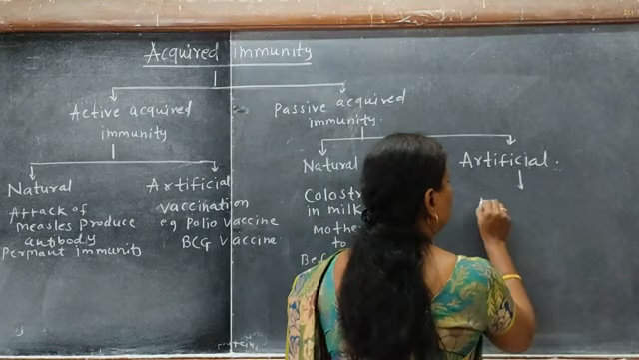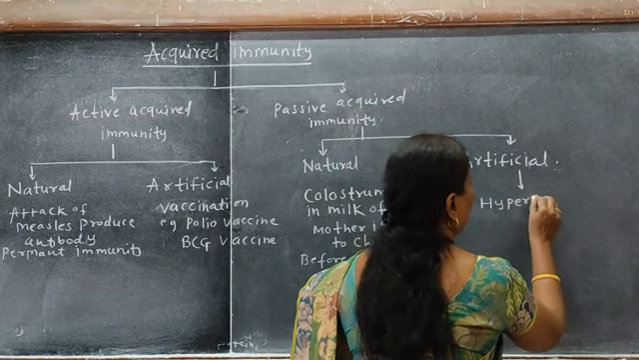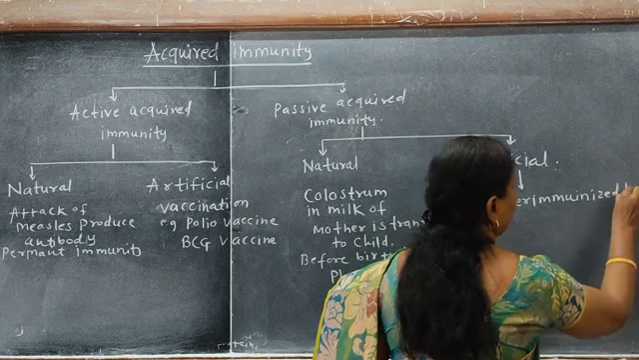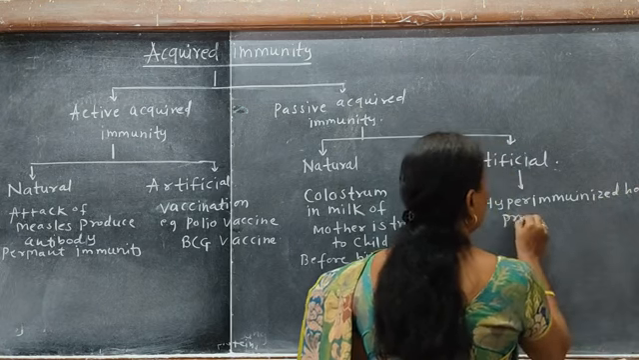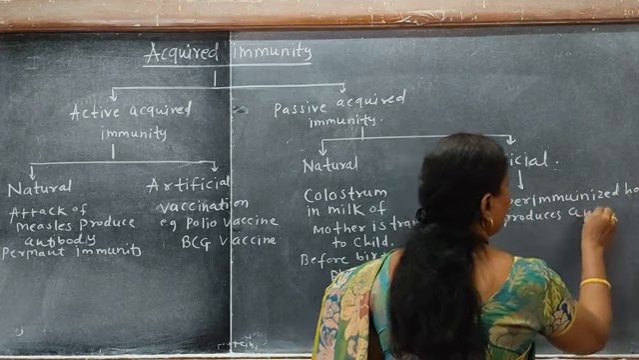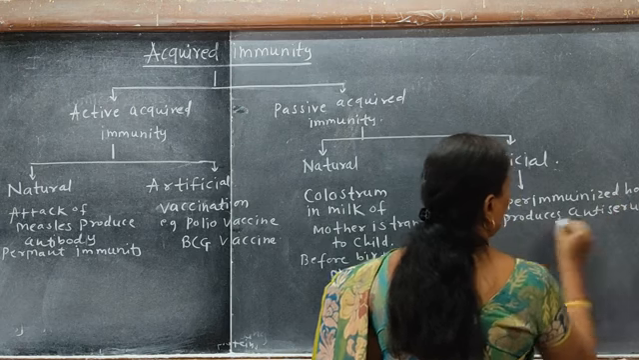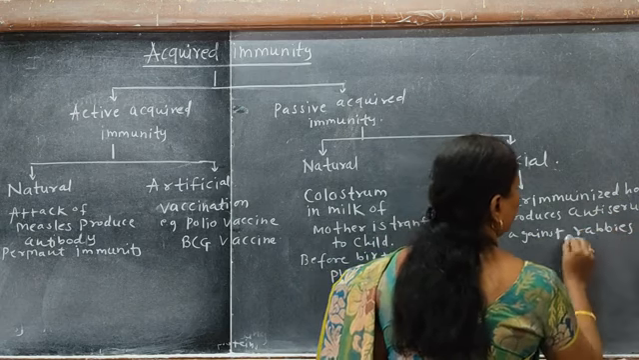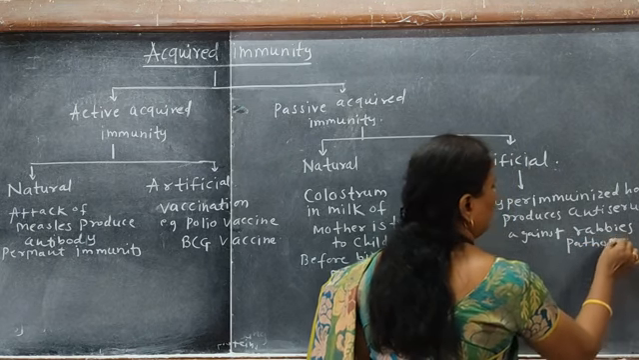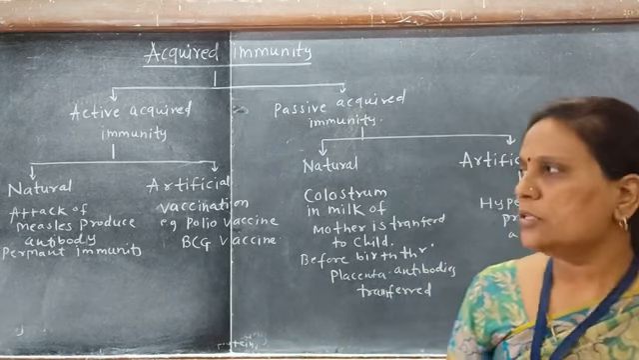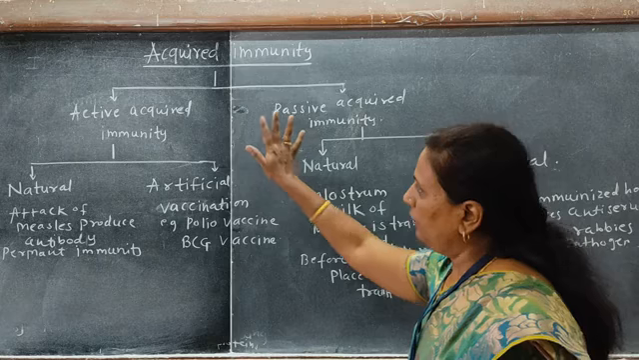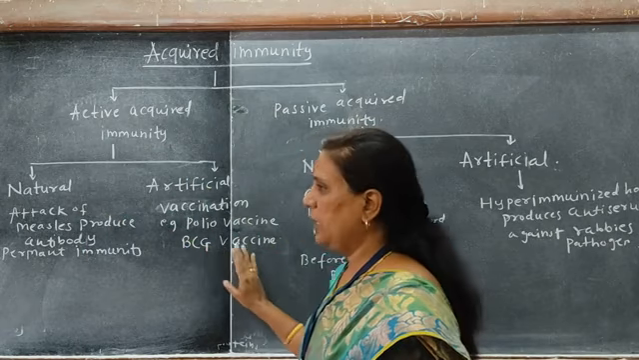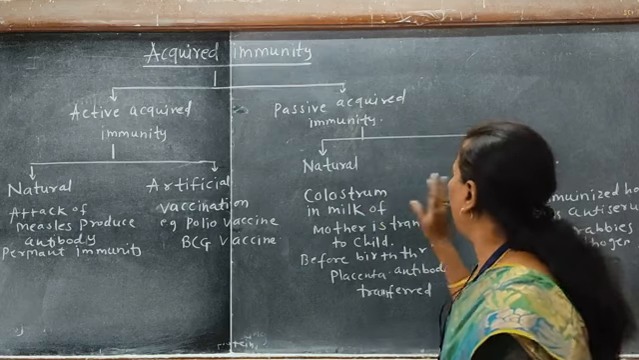So here I will write: hyper-immunized horses produce anti-serum against the rabies pathogen. So this is the artificial passive immunity. So these are the four main types of acquired immunity: active and passive. Again, active, that is the natural and artificial, and passive, natural and artificial.